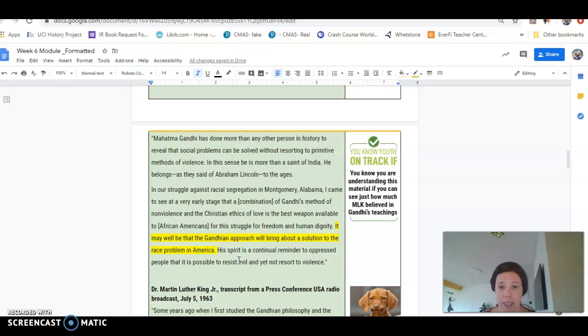So you know you're on track if you're understanding this material. You can see that MLK believed in what Gandhi was teaching, this idea of nonviolence. And he actually thought it would be what would help fix the race problem in the United States.